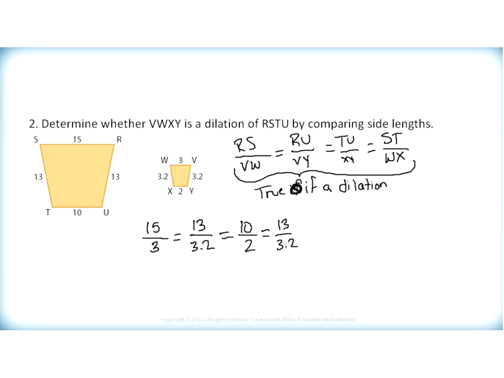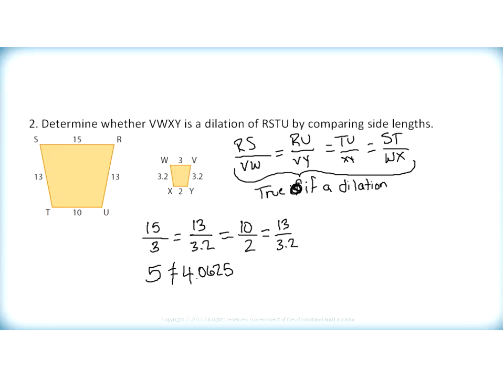Okay, so RS over VW is 15 divided by 3, which is equal to 5. Now, what is 13 divided by 3.2? Probably not so obvious. So 13 divided by 3.2, I do that on my calculator, and I get an answer of 4.0625. Well, they are not equal. So what that tells me is that I don't have equal ratios between corresponding side lengths in these two quadrilaterals.